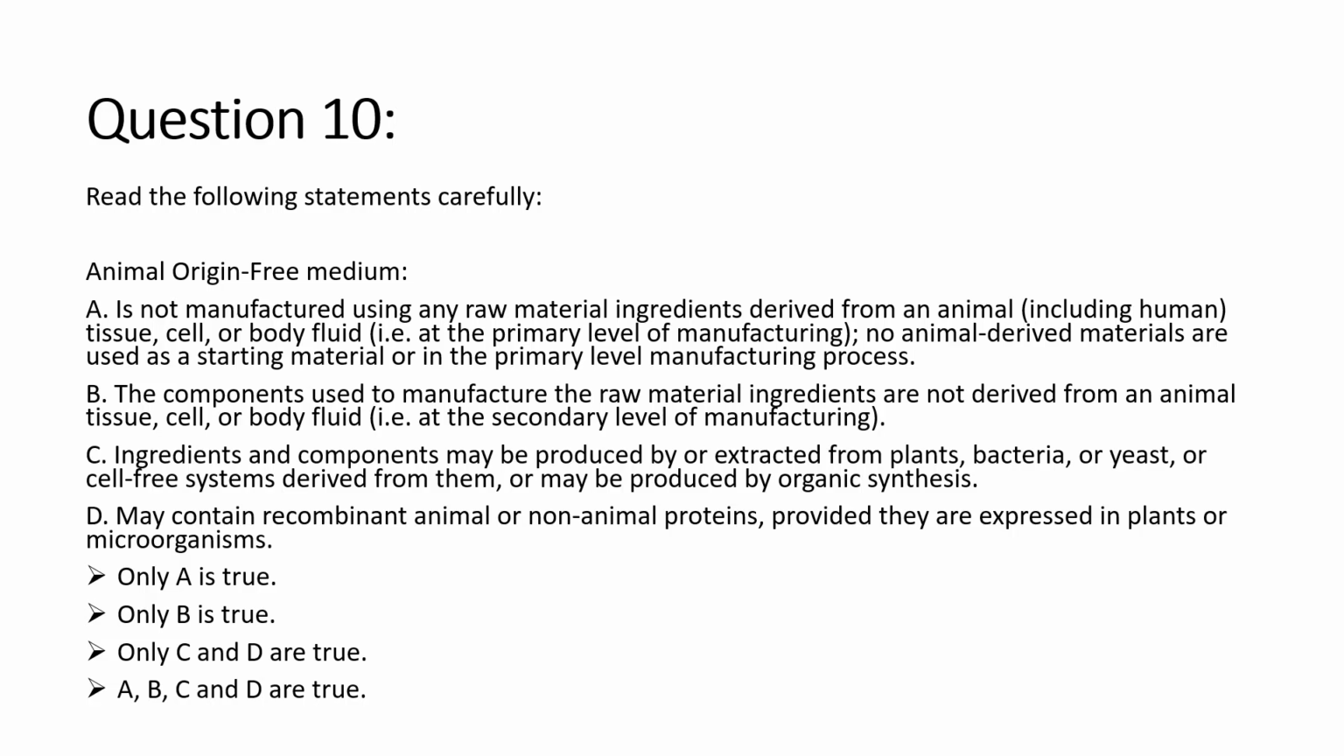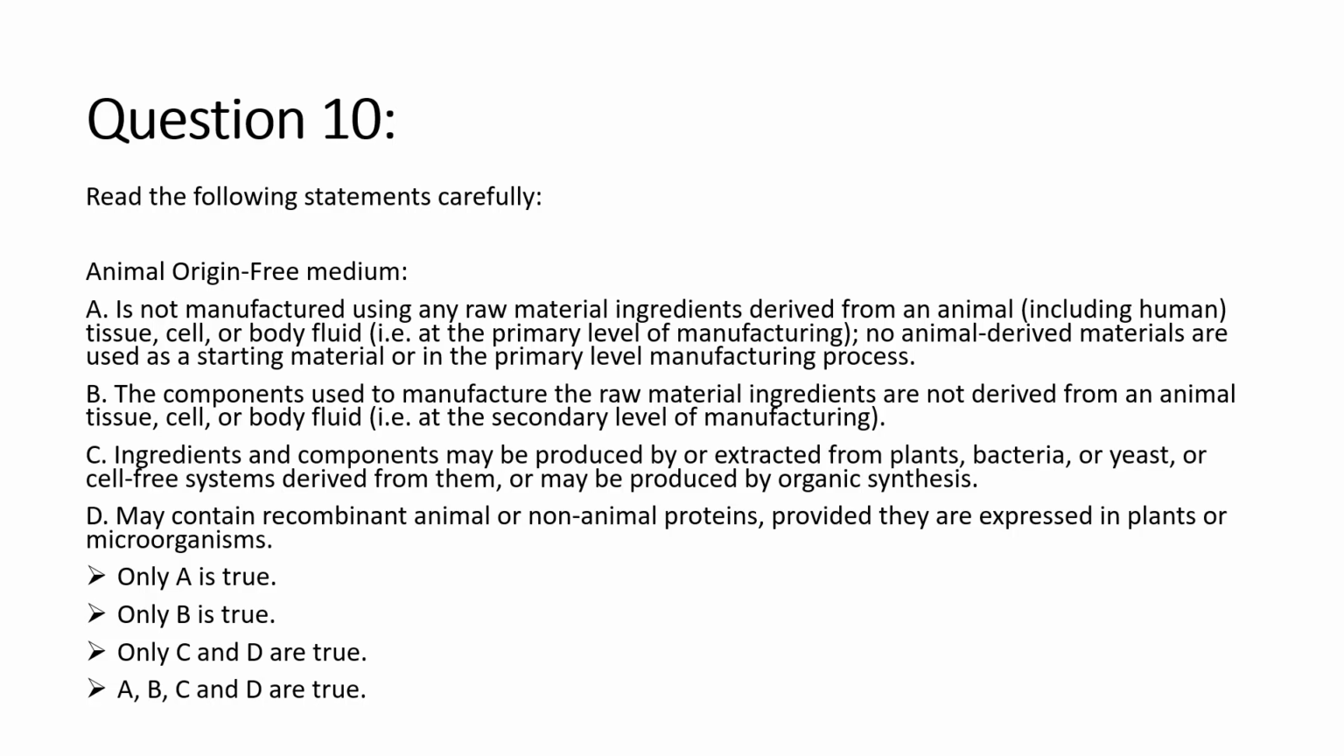Statement B: the components used to manufacture the raw material ingredients are not derived from an animal, tissue, cell, or body fluid, that is at the secondary level of manufacturing. Statement C: ingredients and components may be produced by or extracted from plants, bacteria, or yeast or cell-free systems derived from them, or may be produced by organic synthesis. And statement D: may contain recombinant animal or non-animal proteins provided they are expressed in plants or microorganisms.